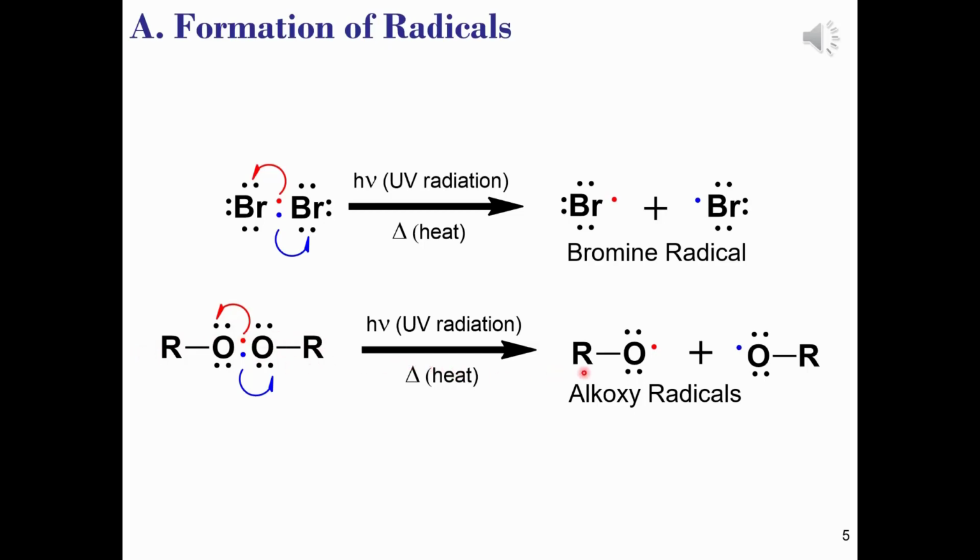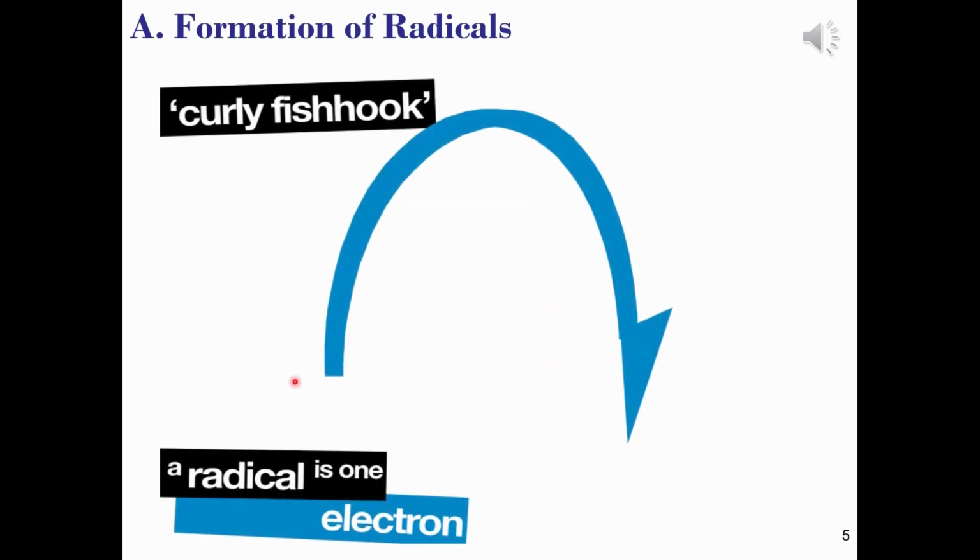The R groups just simply represent alkyl chains. The action, whether it's by UV irradiation or by heat, yields a species known as an alkoxy radical. Again, please note that the use of a single-headed arrow, aka a curly fish hook, represents the movement of a single electron. This concludes part A.